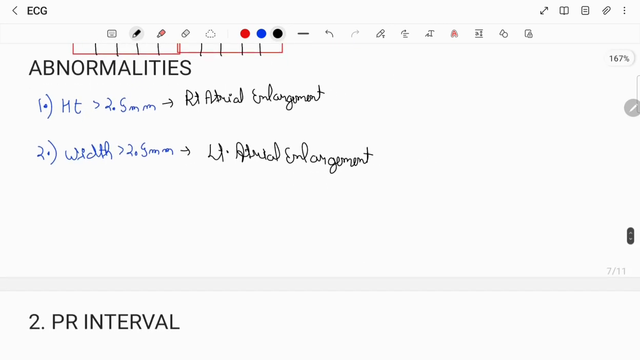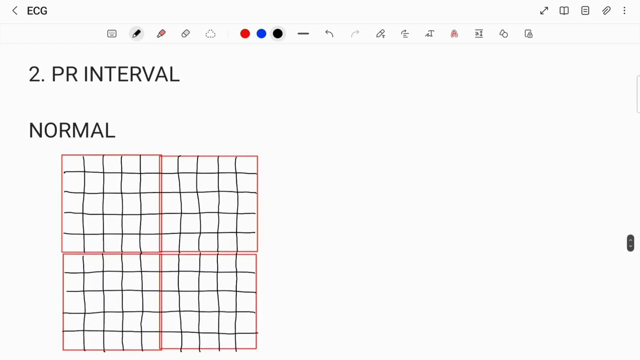After the P wave, we will move on to the PR interval. Now, before I discuss the PR interval, there is one thing I would like to clear, that is the difference between two terms, interval and segment. Look at this normal ECG, wherein we have the P wave, then the QRS complex, and then the T wave.